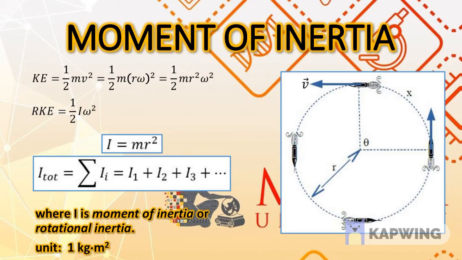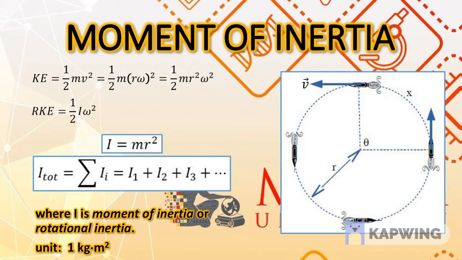Rotational kinetic energy. If you compare this with our equation for kinetic energy, 1/2 mv squared, 1/2 inertia times square of speed, which means our rotational kinetic energy is equal to 1/2 times rotational inertia times square of angular speed. The unit for moment of inertia is kilogram meter squared.